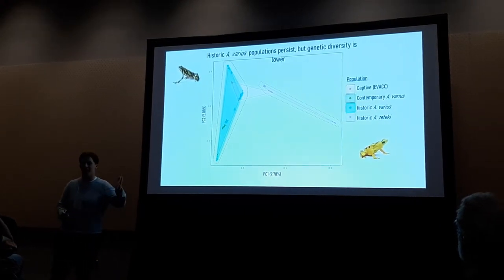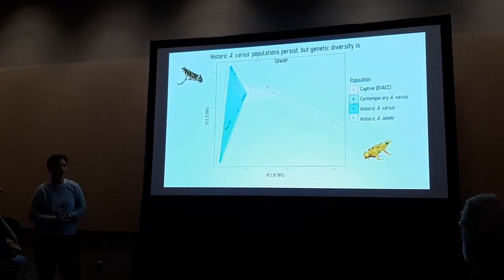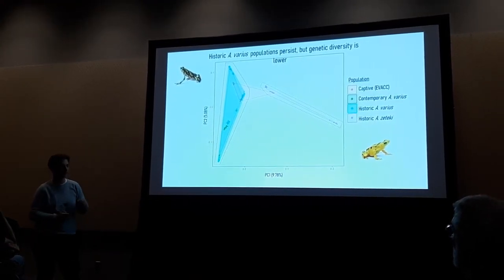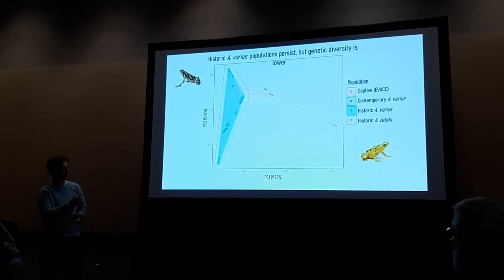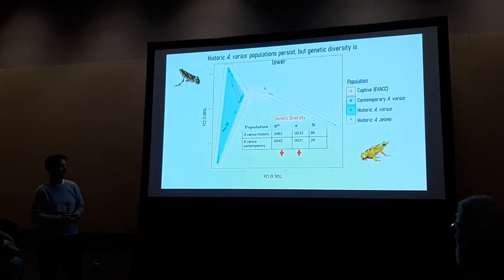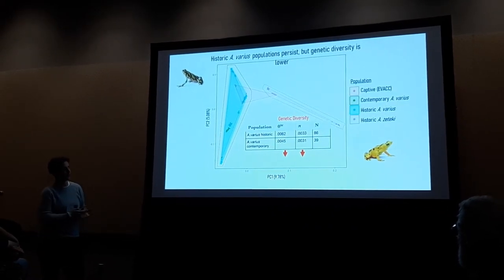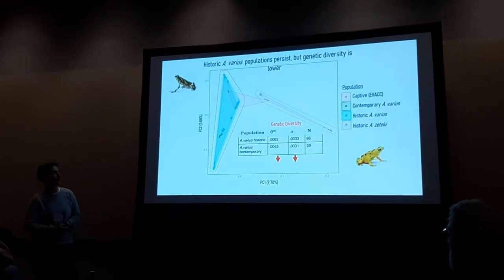So this is really telling us that these survivors are coming from really distantly related populations. While this is good news, there seem to be these remaining populations preserving the historic genetic diversity. We do, of course, see that overall genetic diversity, looking at nucleotide diversity and such, has decreased as expected from this really dramatic bottleneck.